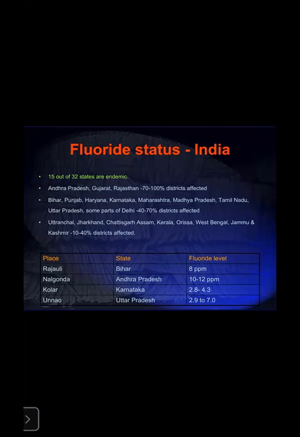Now, there are some places which have very high levels of fluoride. For example, Rajouri in Bihar has 8 ppm. Nalgonda in Andhra Pradesh has 10 to 12 ppm. Now, basically what we want to tell you is that in India there is excess fluoride in most of the districts.